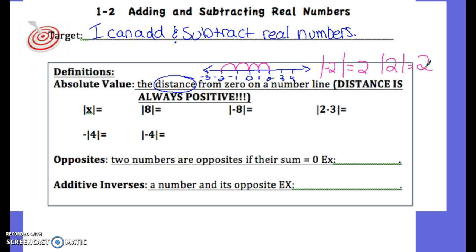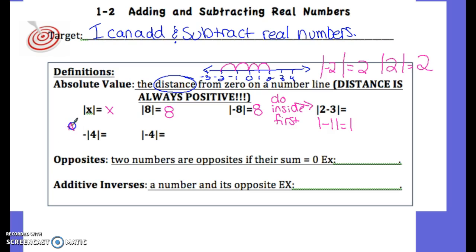So let's do these. The absolute value of x, well, is just x. The absolute value of +8 is 8. The absolute value of -8 is also 8. You want to treat the absolute value like parentheses and do inside first. So you would get the absolute value of -1, 2 minus 3 is -1, which is just +1.